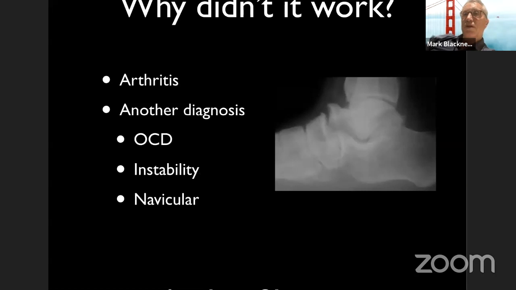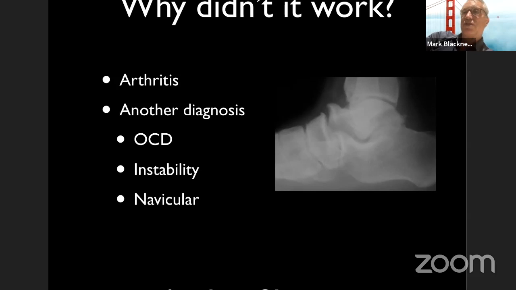Firstly, the main one is to make sure that you're not doing the debridement in the case where the disease is primarily osteoarthritis, or there is some other diagnosis, osteochondral disease, some ongoing instability which you may have missed. And then some patients have pain over the navicular, where they may have an osteophyte or even a low-grade stress fracture. And these need to be considered if they're still having pain, if you've not really worked it out.